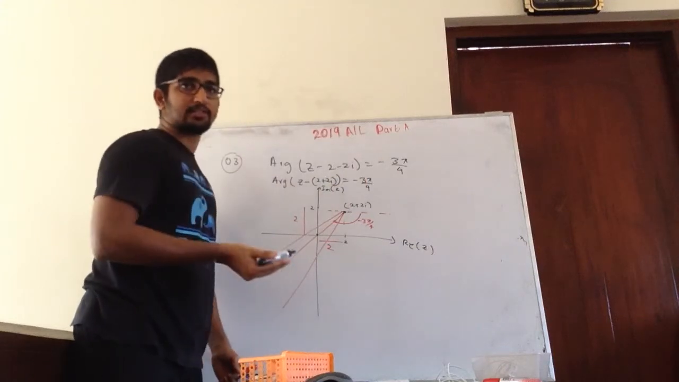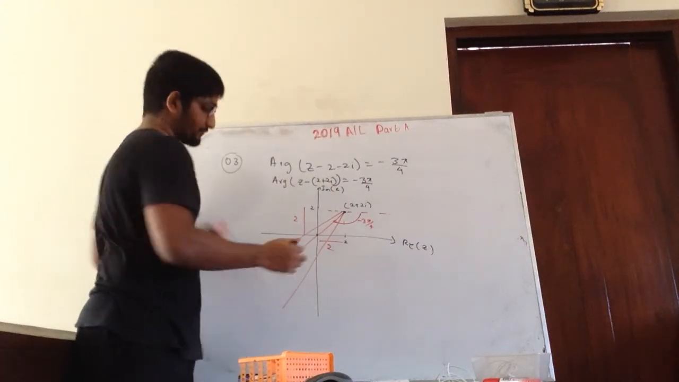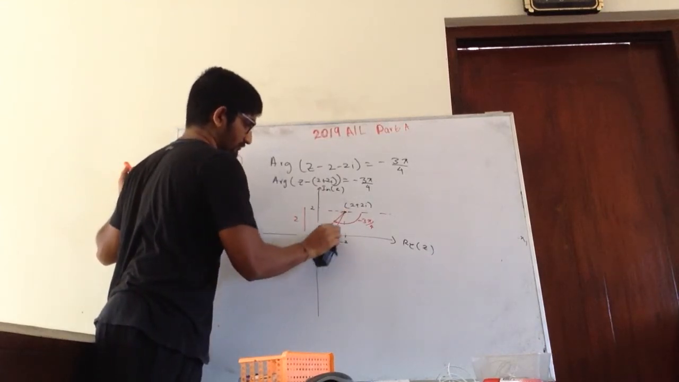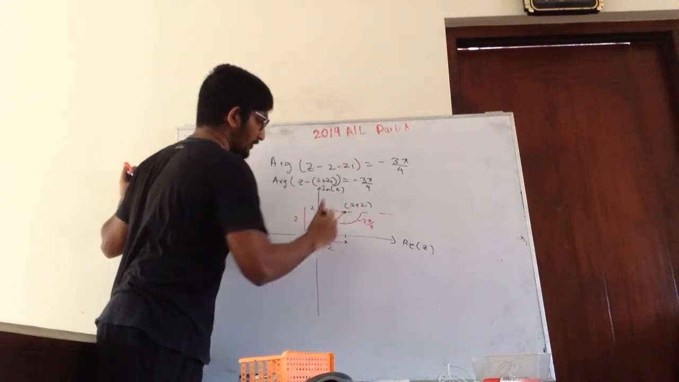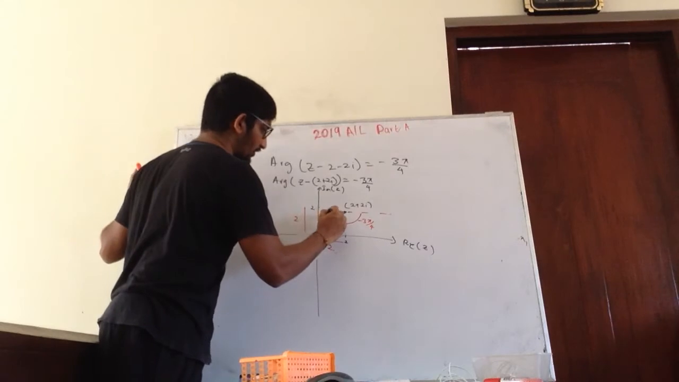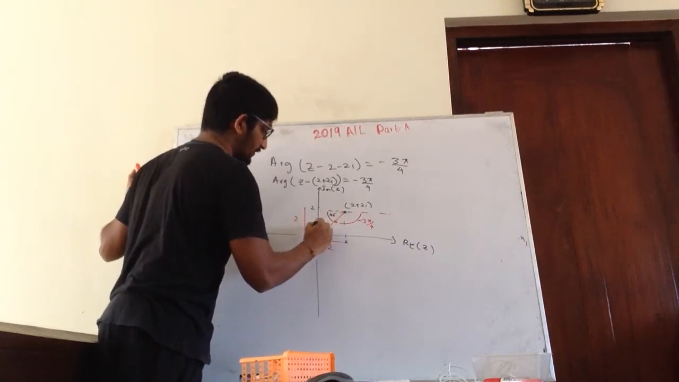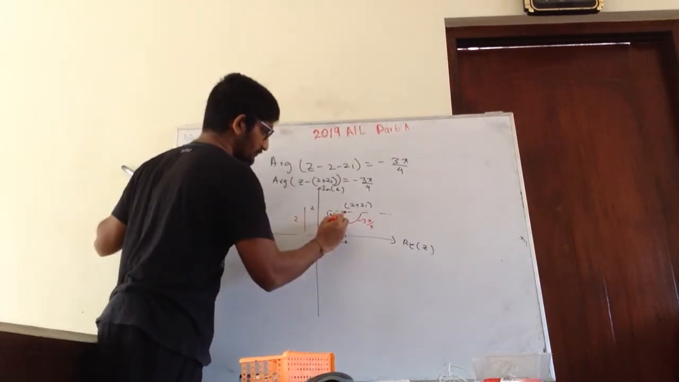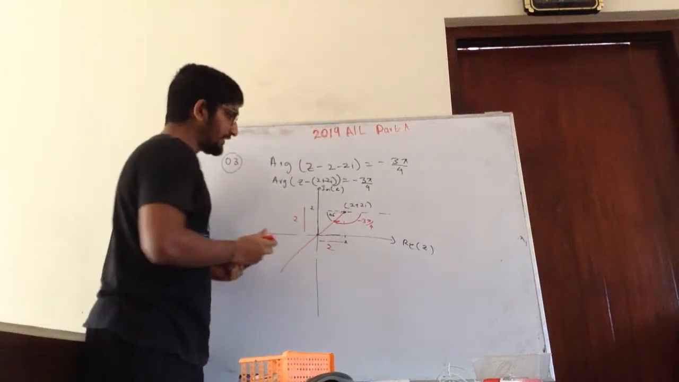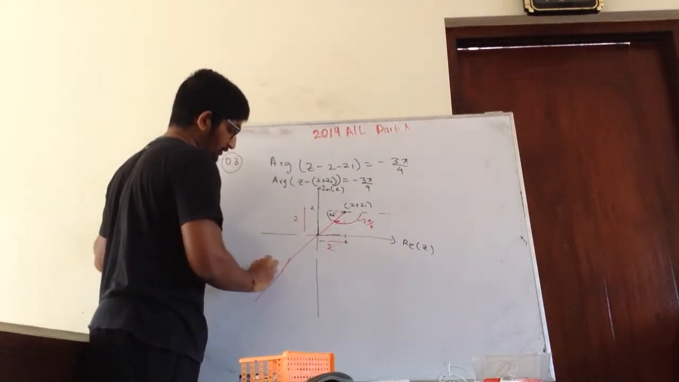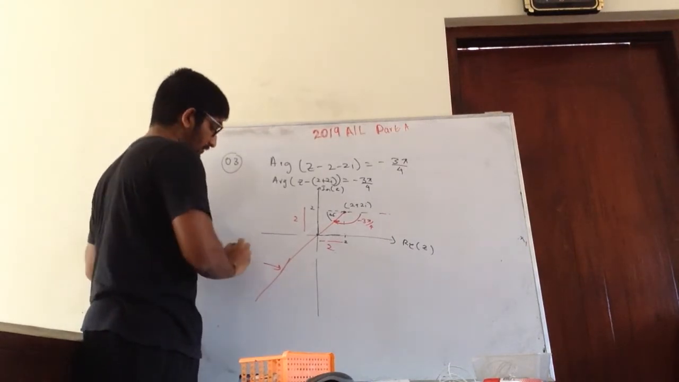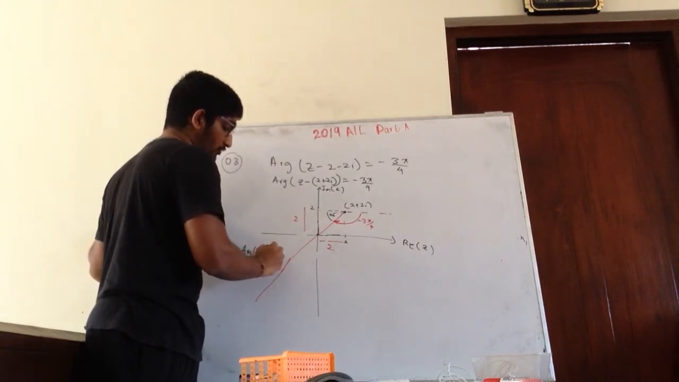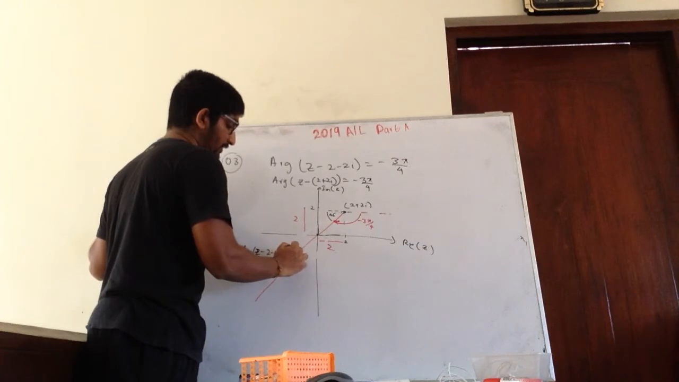It should intersect 0. So here what happens is this is 45 degrees. So that's why this is 2. So here you will get a line like this. So now this is the graph. This is what we need to draw. This is the argument of z minus 2 minus 2i equals minus 3 pi over 4.